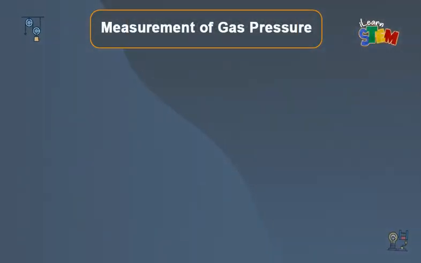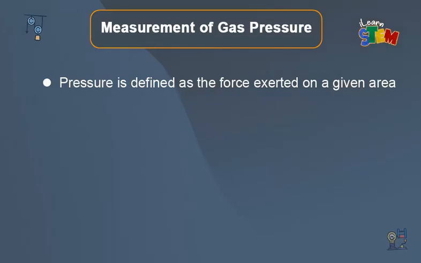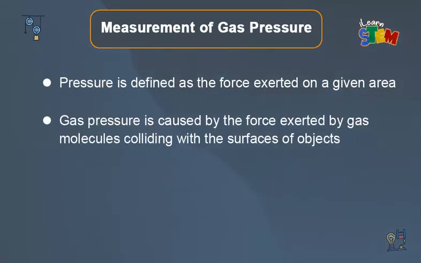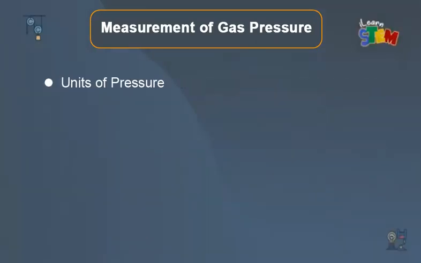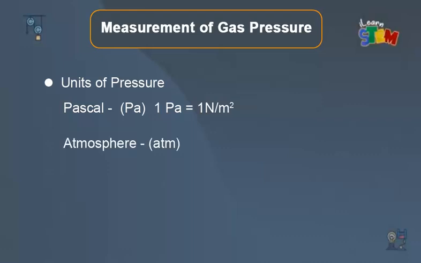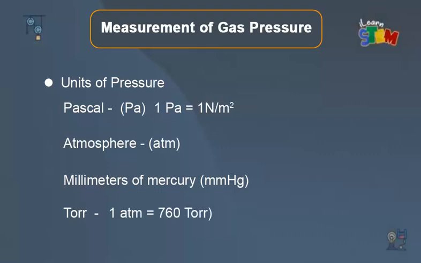What is pressure? Pressure is defined as the force exerted on a given area. Gas pressure is caused by the force exerted by gas molecules colliding with the surfaces of objects. It is commonly measured using various instruments and expressed in different units. Units of pressure. The SI unit of pressure is Pascal, where 1 Pascal equals 1 Newton per meter squared. Atmosphere. Millimeters of mercury. And torr, where 1 atmosphere equals 760 torr.